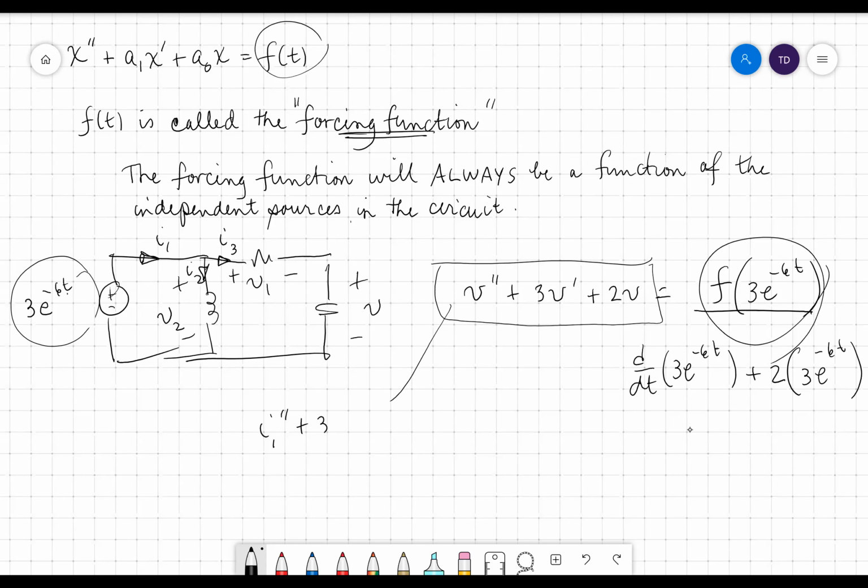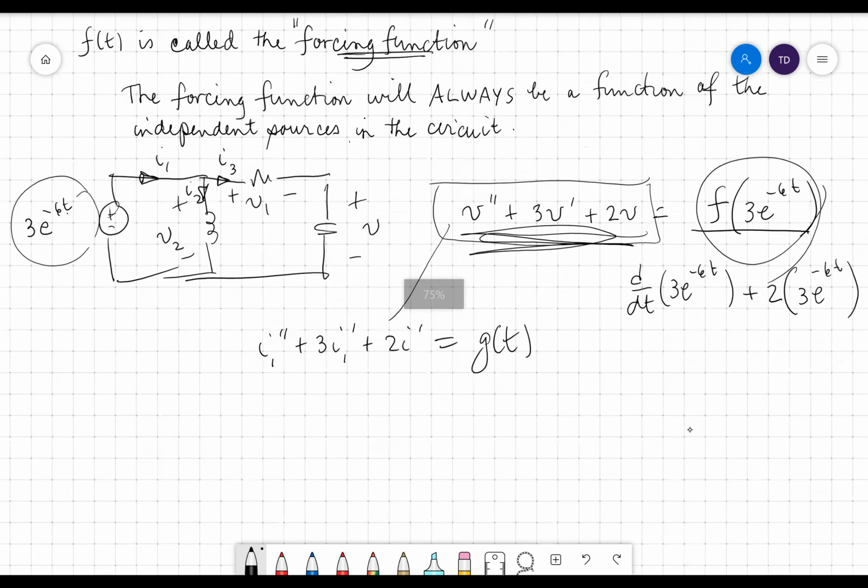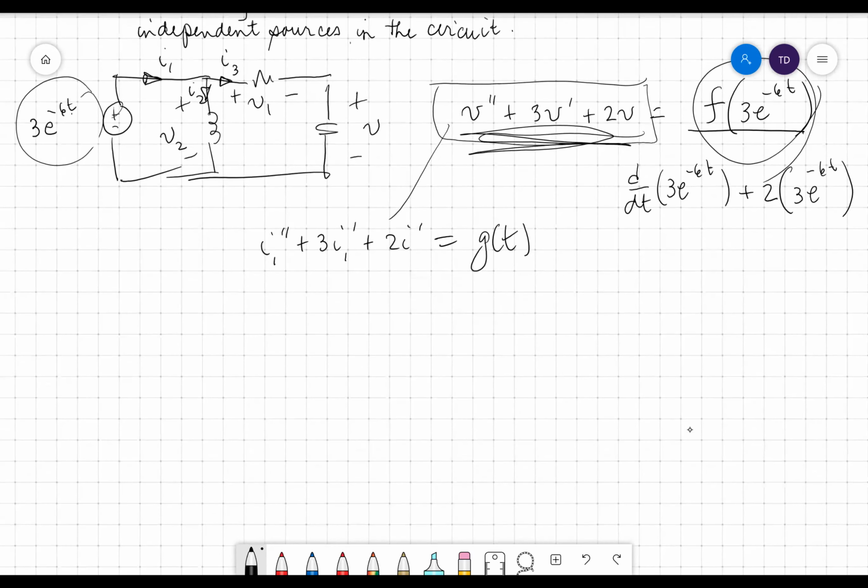I1 double prime plus 3I1 prime plus 2I1 equals, and this will be a different function over here. I'll call it G of t. So I1 will have the same exact coefficients as every voltage and every current in the circuit, with the exception of the dependent sources. So you got to love that. It's really cool. So we know something really important, and that is that the circuit itself, all of the components that are in the circuit, describe what this will be.